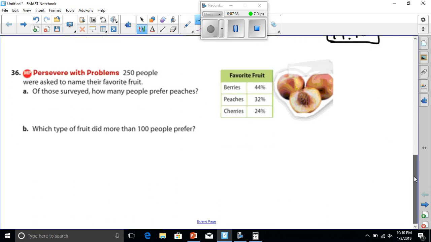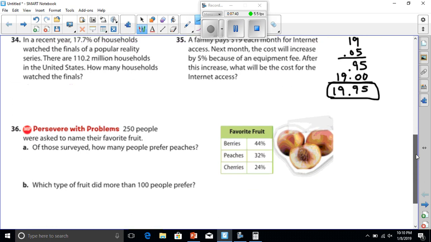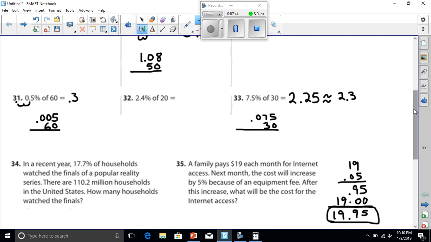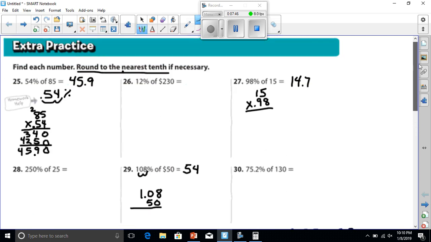And I believe number 36 is yours. I've done all the odds. Hope that helped you understand what to do with percents of numbers.